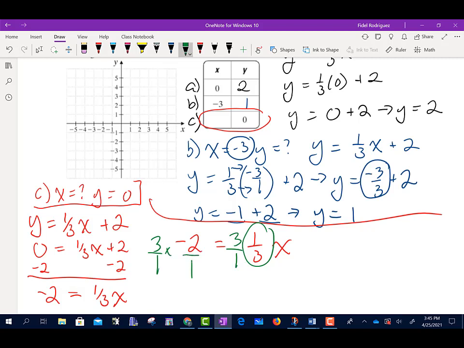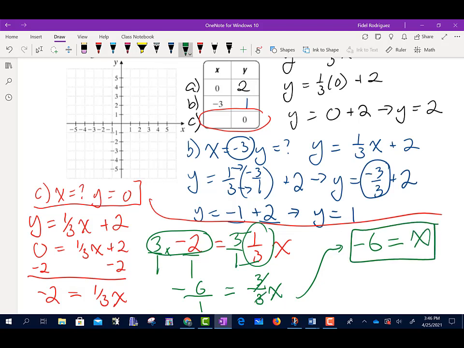So I'm going to think of this over 1 as well. So the reason why I want to do that, notice here, 3 times 1 is 3. 1 times 3 is also 3 with an x. When I multiply these, that's a -6 over 1. And then -6 divided by 1 is just -6. 3 divided by 3 is a 1, so I have a 1x. So my x is a -6, right?